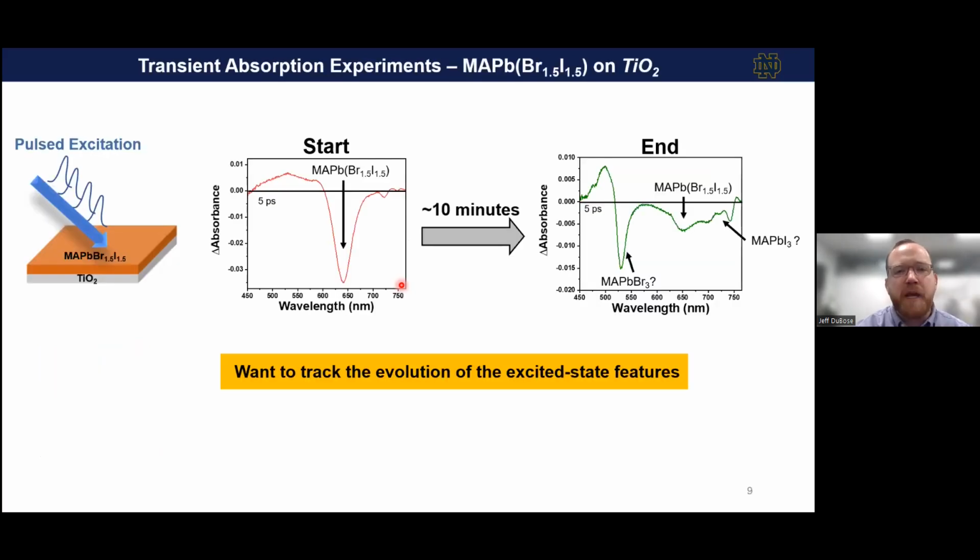And so again, before we had just this initial and this final phase, we wanted to track the evolution of these excited state features during the course of this 10 minutes of pulse laser excitation. Okay, so we're going to be talking a lot about transient absorption spectroscopy.